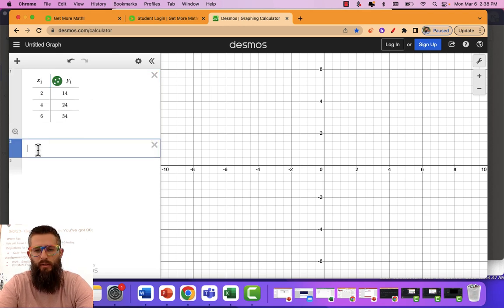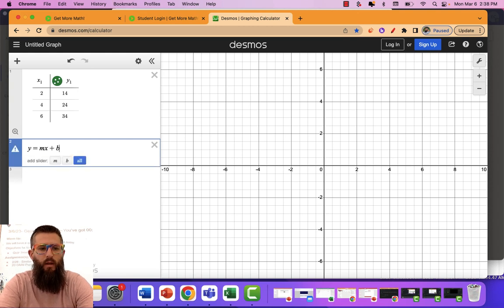So we know that the slope-intercept formula is y equals mx plus b. So the way that we can do linear regression in Desmos is we're going to take a very similar model, but instead of y, we're going to have y1.